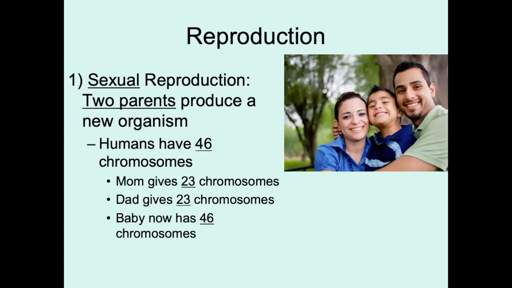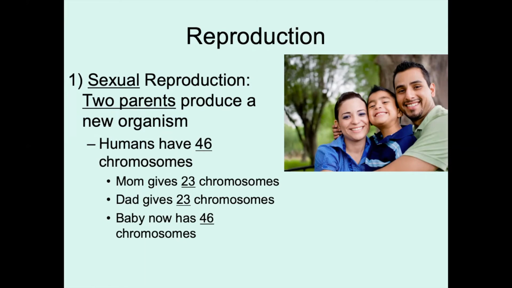Human beings have what we call chromosomes, 46 of them. All living things have chromosomes, but we have 46. If you don't know the word chromosome, really quick, it's a chunk of DNA. Your DNA is very big, so we cut it into 46 pieces. Humans have 46 of those pieces.